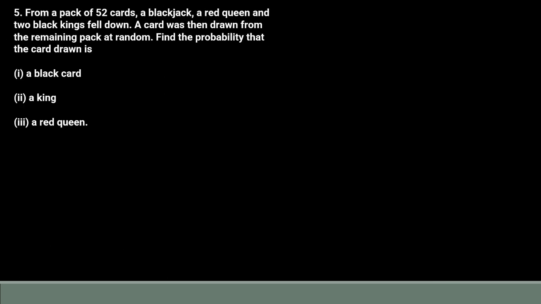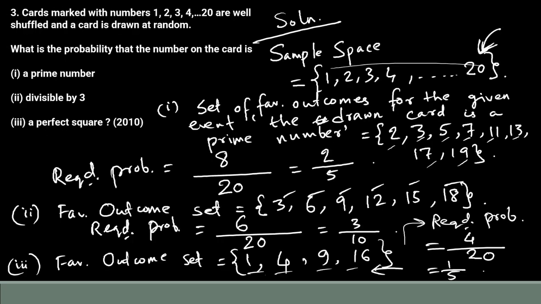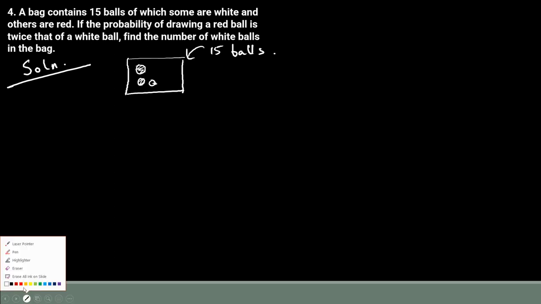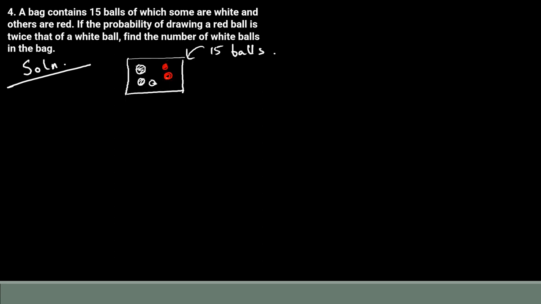So a bag contains, okay, we have three more problems. So solution. A bag contains 15 balls, of which, let's say this is a bag, 15 balls are there, of which some are white balls, and others are red. So some other balls are there in the bag which are red. Now we don't know how many. And we don't know how many white balls are there also.